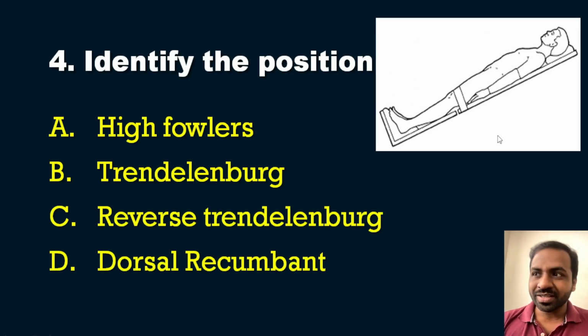So what is this position called? Maybe slightly confusing, but you can answer it very easily. The answer for this question is option C, that is the reverse Trendelenburg. Okay, this is reverse Trendelenburg. I will explain regarding this reverse Trendelenburg, but first we will see the other options.